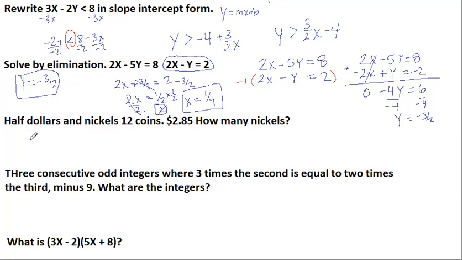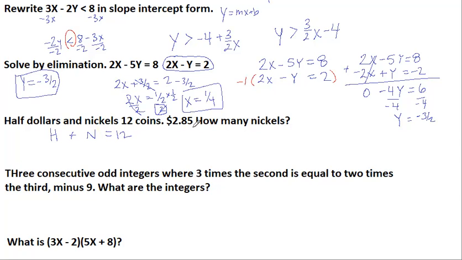All right, I have half dollars and nickels in my pocket that equal 12 coins. If I have $2.85, how many nickels do I have? Okay, so half dollars, we're gonna call those H's, and then N's for nickels. Together they are 12 coins. So however many half dollars plus however many nickels is equal to 12.